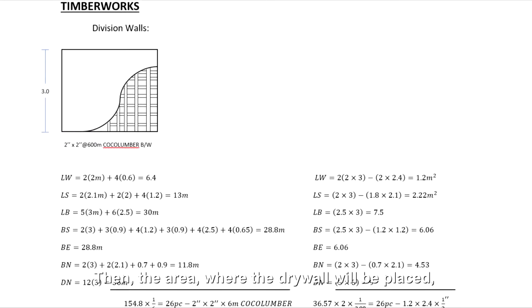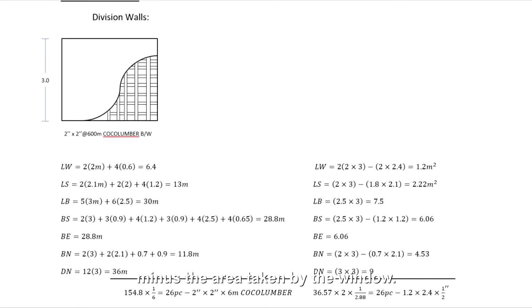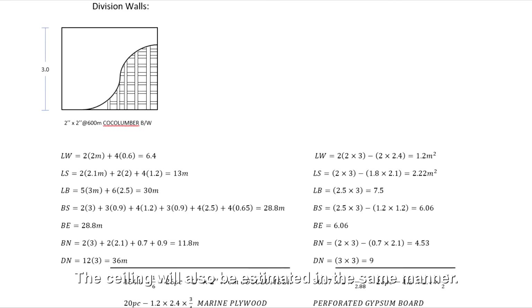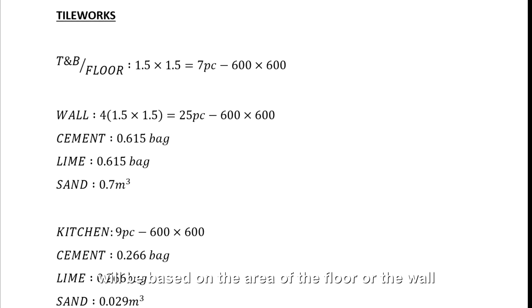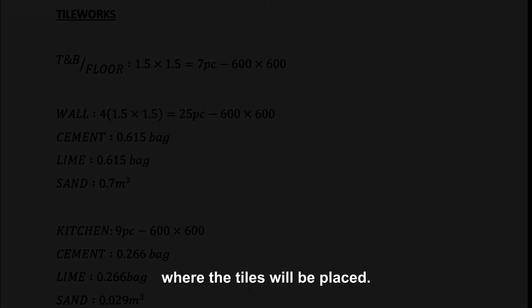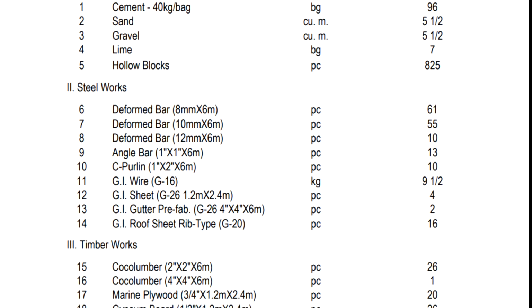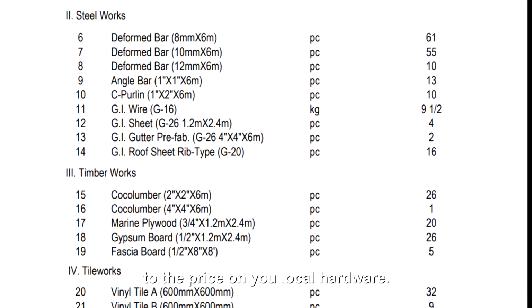Then the area where the drywall will be placed will be estimated by the total area minus the area taken by the window. The ceiling will also be estimated in the same manner. Estimating the number of tiles to be used will be based on the area of the floor or the wall where the tiles will be placed. Summing up the number of materials, we will get this as shown. Then, you will just have to multiply the quantity by the price at your local hardware.